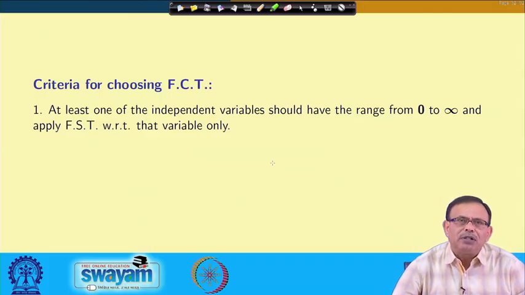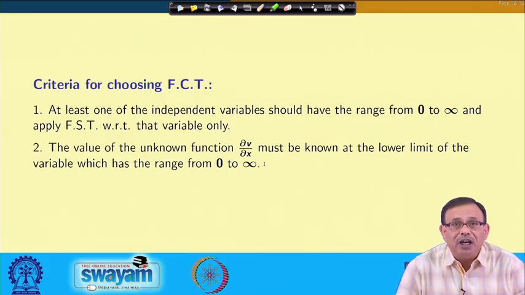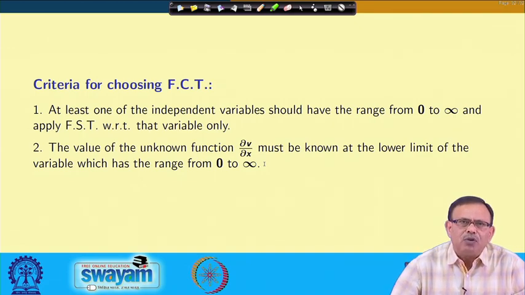Number 2 is the condition that the value of the function del v del x must be known. You see the difference. For the Fourier sine transform, the value of the unknown function v must be known at the lower limit, whereas for the Fourier cosine transform, the value of the unknown function's derivative del v del x must be known at the lower limit, and we have told why this is required.